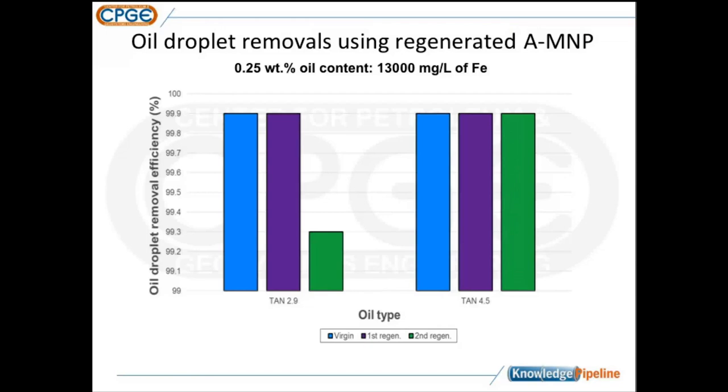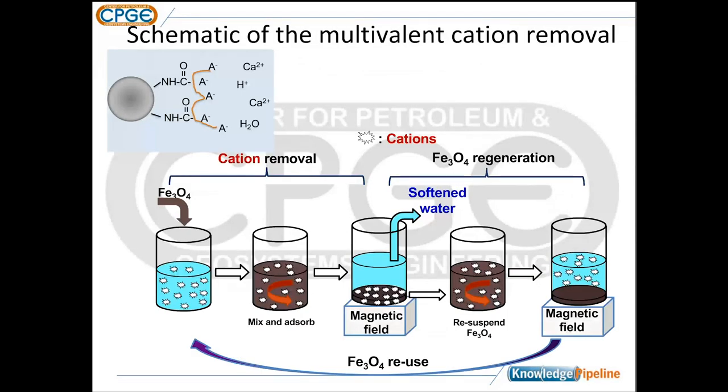The leftmost one is using the virgin nanoparticles. The next one is after regeneration one time, and the next one is after regeneration a second time. Those two sets of columns are for different crude oils.